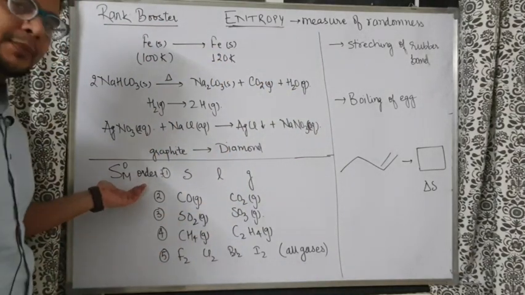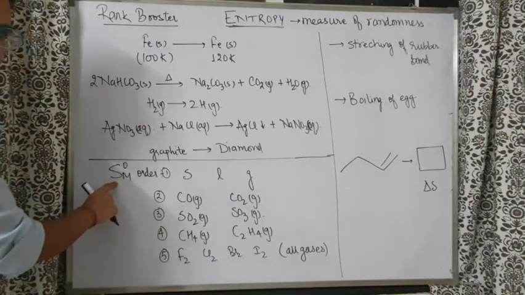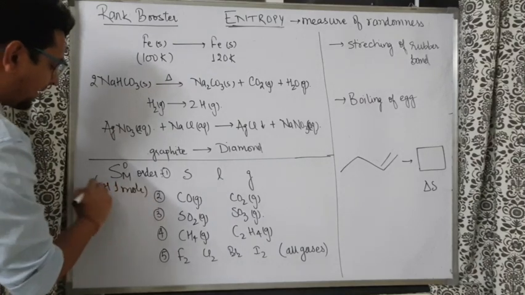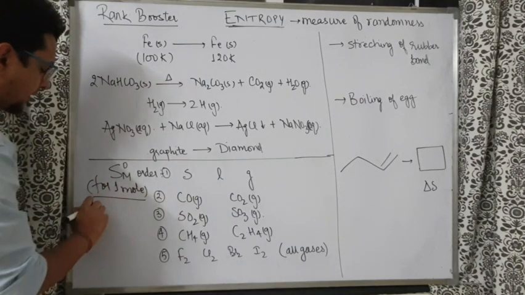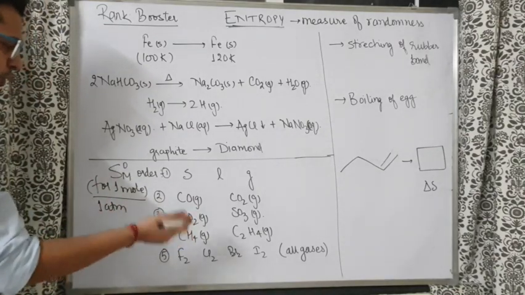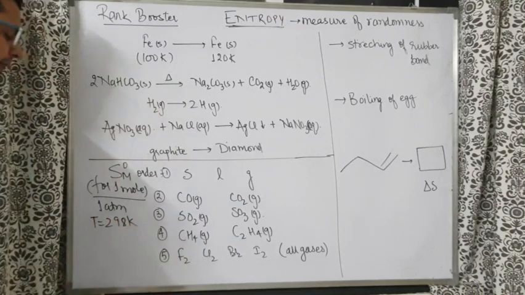So S M naught order I am taking. What is this? S M naught, the molar standard entropy. Molar means for 1 mole. For 1 mole under standard condition. What is standard condition? 1 atm, and temperature is up to you. You can change the temperature also, but if nothing is mentioned, I will take it to be 298 Kelvin.